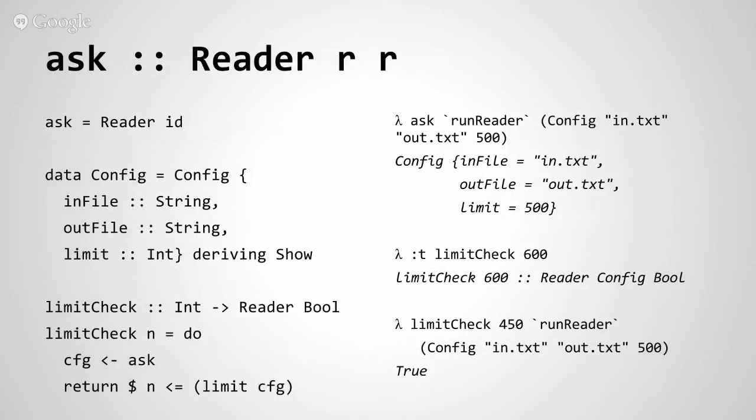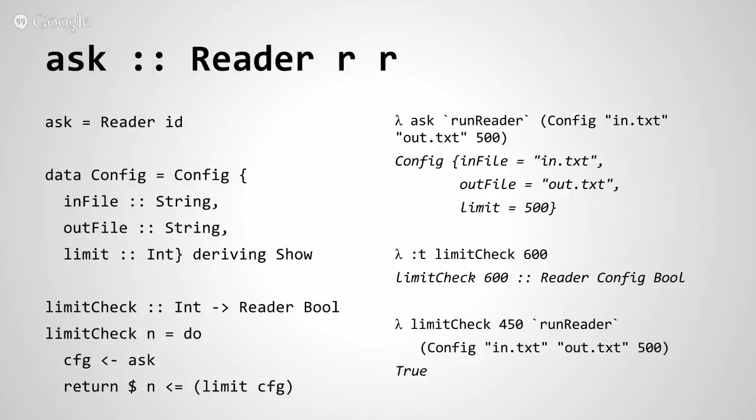ask lives in every reader type, and it's a Reader R R. So it returns the same type as the state, and it just returns the whole state. That's like the first thing you might want to do with a read-only state: I want to know the whole thing. Well, that's what ask gets you. So we have a data type called Config. It's got an inFile, an outFile, and a limit. Limit is an Int. And we have a reader action, so it's an action in the reader monad.